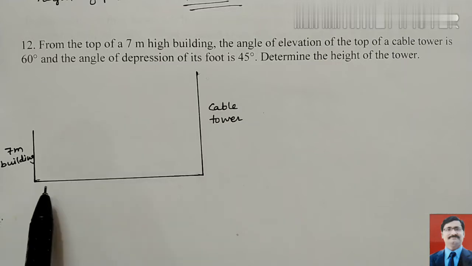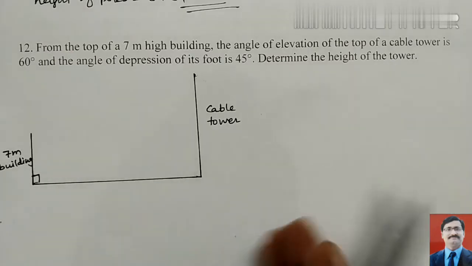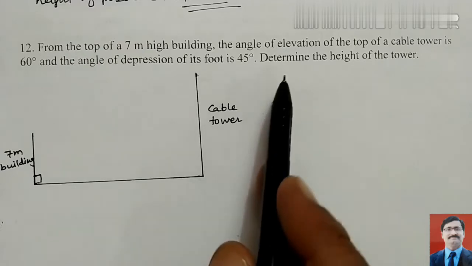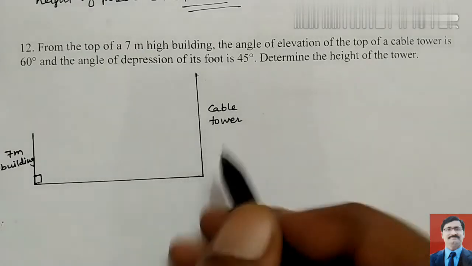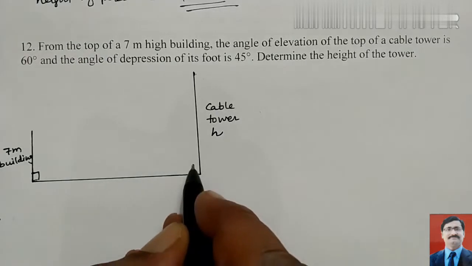According to the question, we first draw a horizontal line. On one side we have the 7-meter building, and on the opposite side we have a cable tower, and we have to find the height of the cable tower. So we will suppose here the height of the cable tower is h.